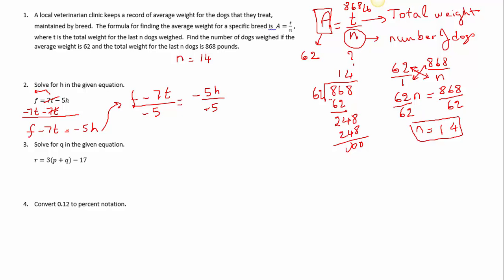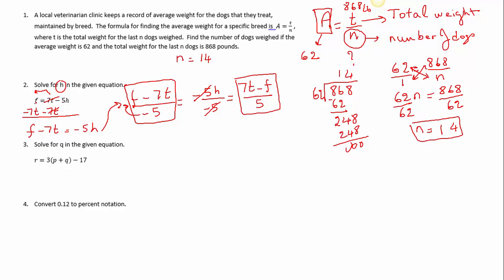So here the negative and the negative cancel, and the 5 and the 5 cancel. So h would be f minus 7t over -5. We can also bring the minus sign to the top, and this becomes minus f plus 7t, or 7t minus f over 5. So this is correct, and this is correct. Either one is correct. And again, all that we did here, because we want to isolate h, we just subtract first 7t from both sides. That way the 7t will cancel.